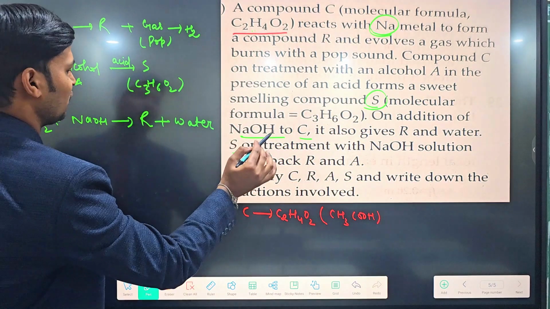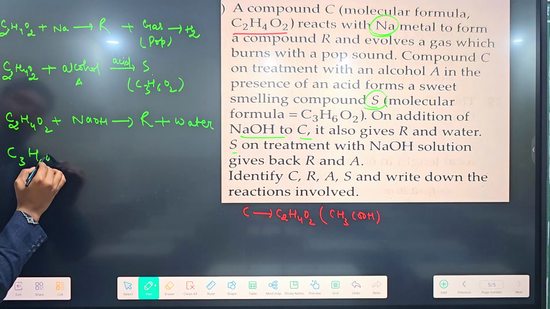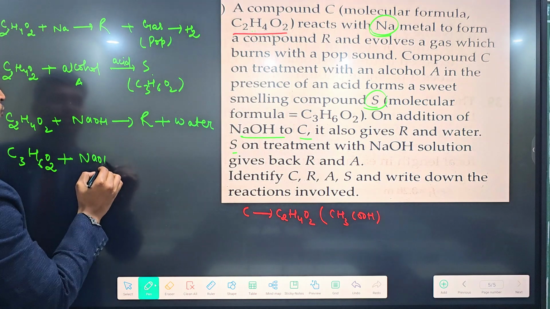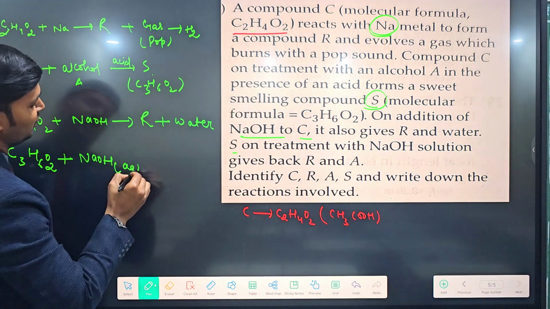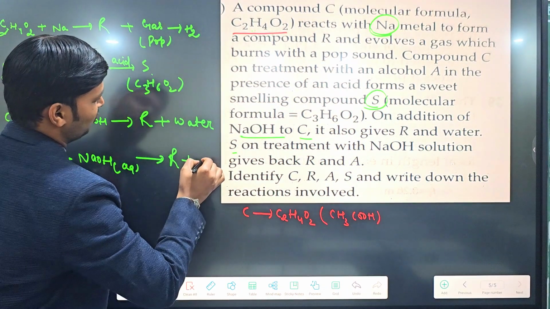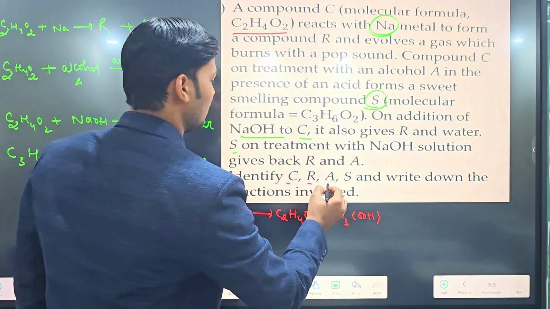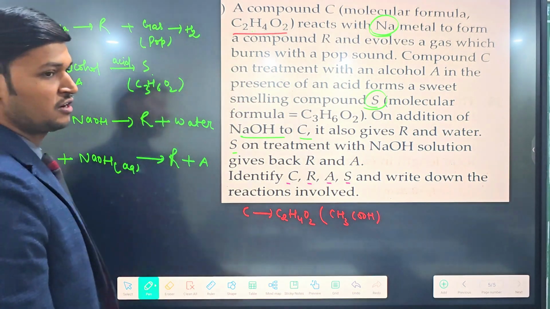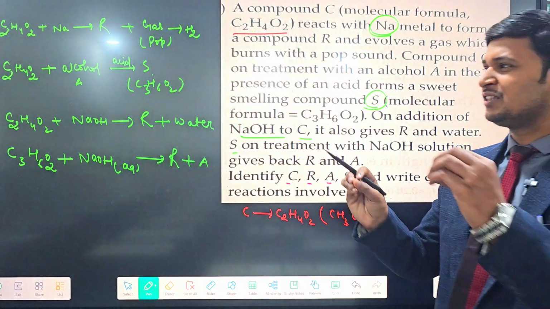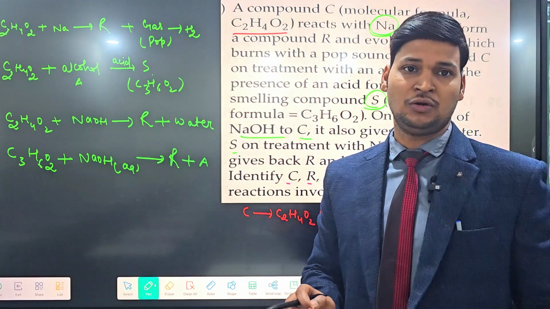S on treatment with NaOH. Again, taking this S, that is C3H6O2, on treatment with NaOH solution. Since NaOH solution is written, you also mean to write NaOH aqueous form, right? Gives back R and A. You are again obtaining R और A फिर से आपको मिल रहा है. What you need to do? You need to identify C, R, A, S and write down the reactions involved. याद रखना ये क्वेश्चन 4 या 5 नंबर में आएगा. That's a long answer type question, and believe me, to get the marks of such question full out of full, that is very easy.